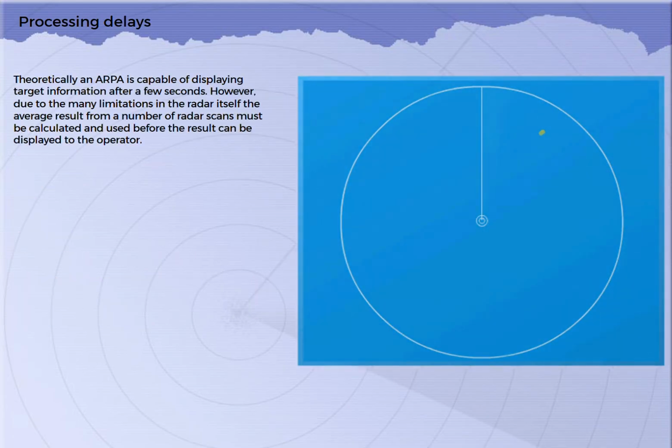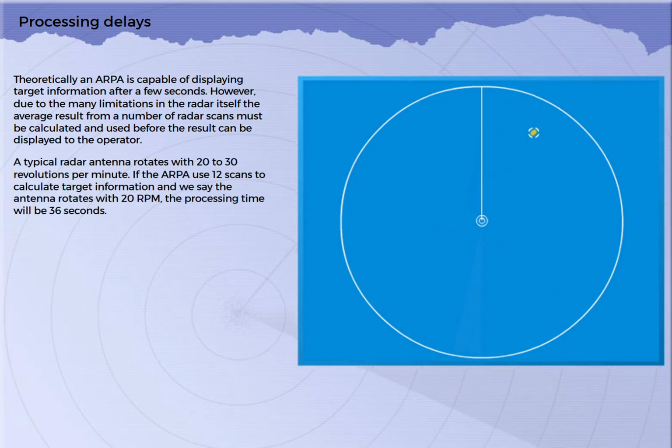Theoretically, an ARPA is capable of displaying target information after a few seconds. However, due to the many limitations in the radar itself, the average result from a number of radar scans must be calculated and used before the result can be displayed to the operator.